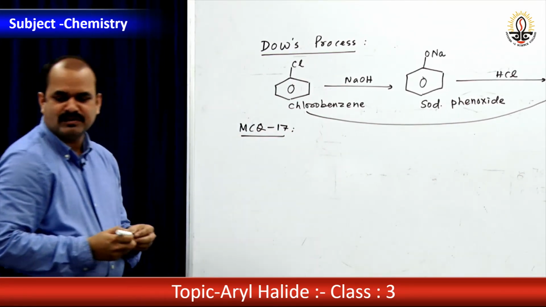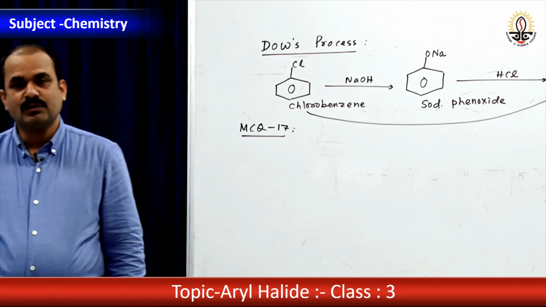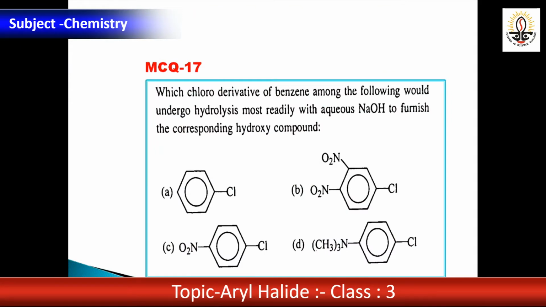In multiple choice question number 17, which chloro derivative of benzene among the following would undergo hydrolysis most readily, means react faster with aqueous NaOH to furnish the corresponding hydroxy compound. Four options are given. Which option will react with NaOH very fast?